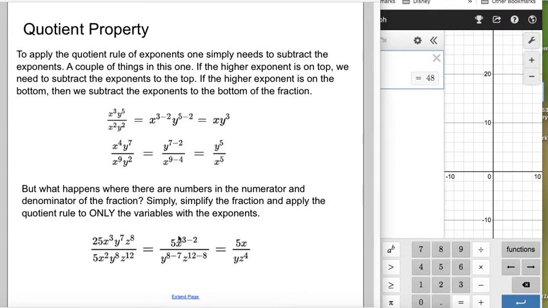So here's the second one. It just says, but what happens where there are numbers in the numerator and denominator of the fraction? So those are the coefficients that they're referring to, and those would just simplify like you would simplify a fraction in real life, just dividing it down and reducing it. The quotient rule only applies to the variables that have exponents on them, so it's not about subtraction with the 25 and the 5. Those are the coefficients, and so that portion of it you're going to be reducing like a fraction.